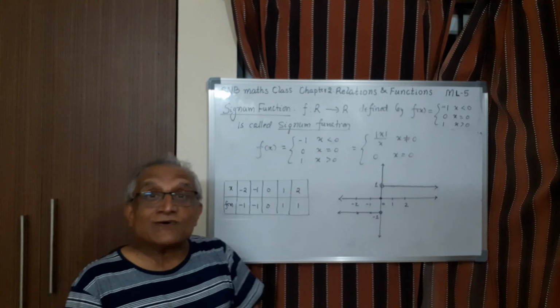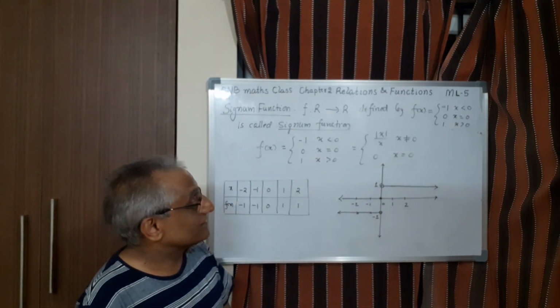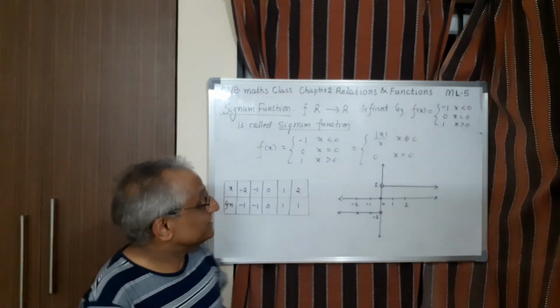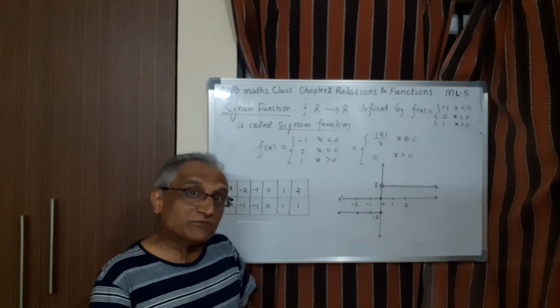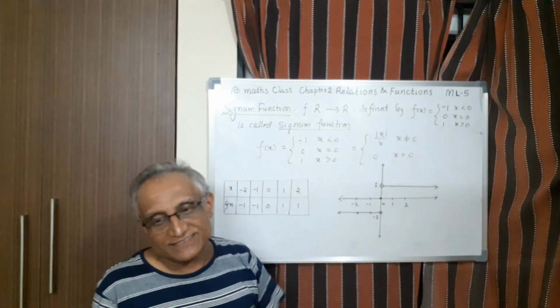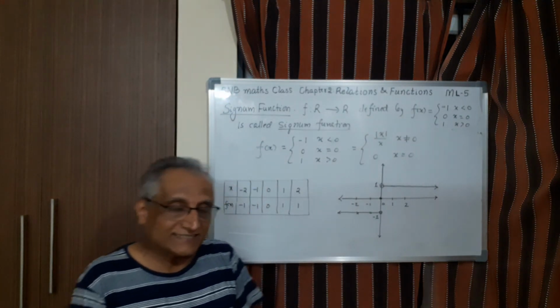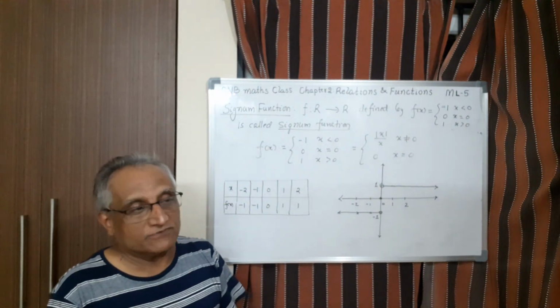We are left with one more function, that is greatest integer function. That is a very peculiar function. See, these three functions are very peculiar. That is the most peculiar function actually among signum function, modulus function and greatest integer function. Let us study in the next class. So that completes types of functions.